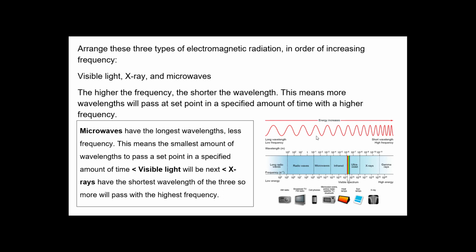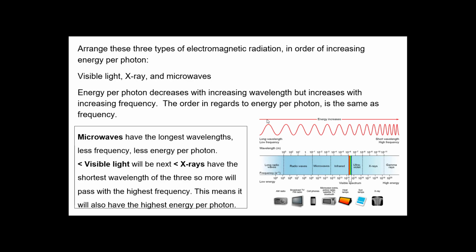All right, arrange these types of electromagnetic radiation in order of now increasing frequency. What's frequency? This is energy. So it's asking for increasing energy. That means smaller wavelengths. So again, we have visible, X-ray, and microwave. So if we look at these, microwave is here, visible is here, and X-ray is here. So if we're going this direction with the higher frequency and shorter wavelengths, then it's going to be microwaves here, visible, and X-rays. This is in order of increasing frequency, energy.